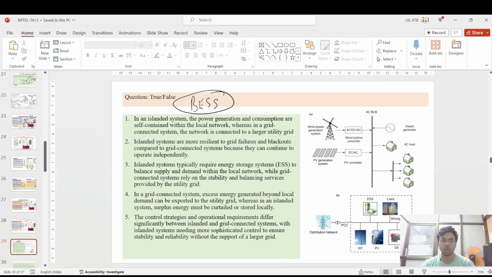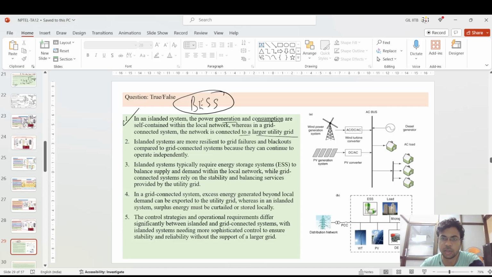Okay, let me read these statements. Coming to the first statement, it is saying that in an islanded system, the power generation and the consumption are self-contained within a local network, whereas in a grid connected system, the network is connected to the large utility grid.